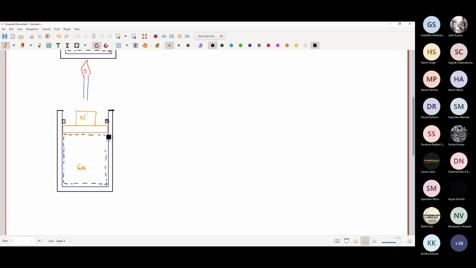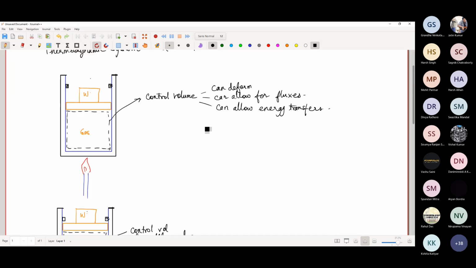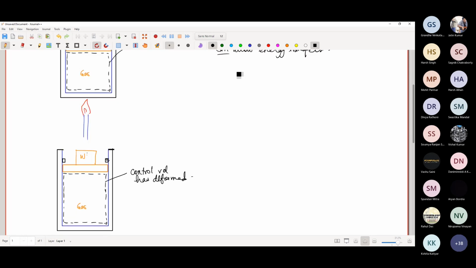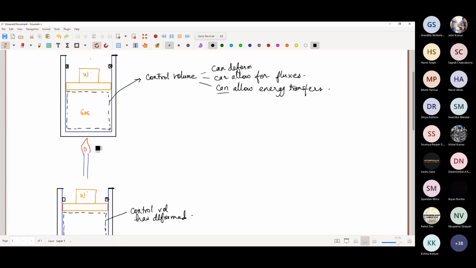And now this control volume has deformed. The control volume has deformed, all right? It has expanded. It can allow for fluxes. This is not the example. I'll come to that example in a while. And the third point was it can allow energy transfer. So obviously it has allowed energy transfer because we have allowed for heat to be transferred through this cylinder to the gas. This is how the heat has been transferred.